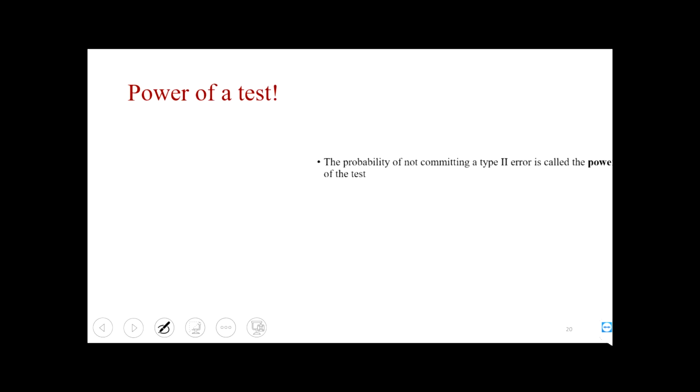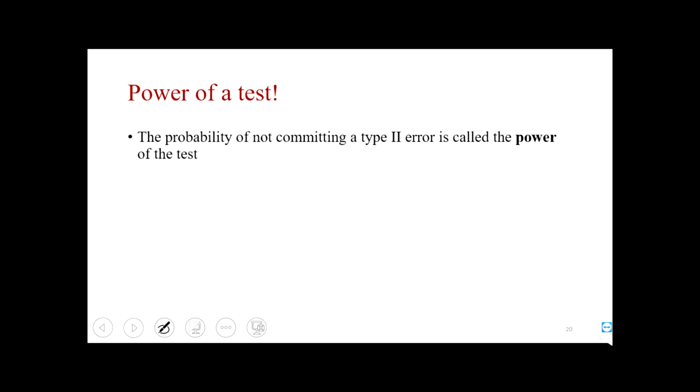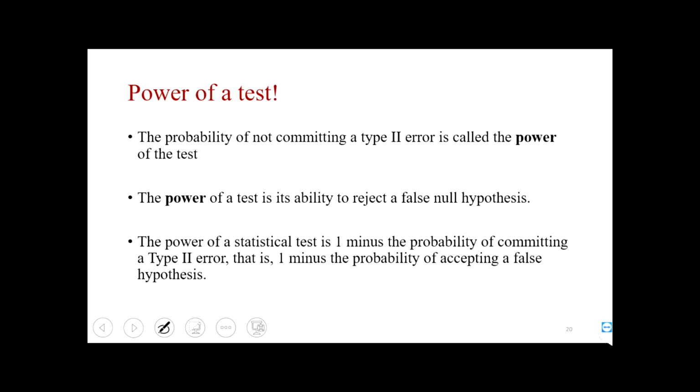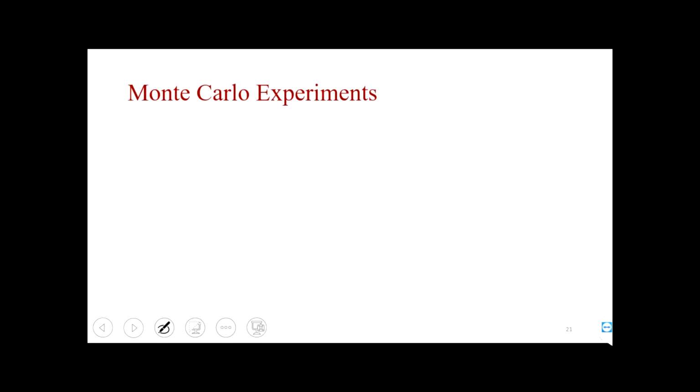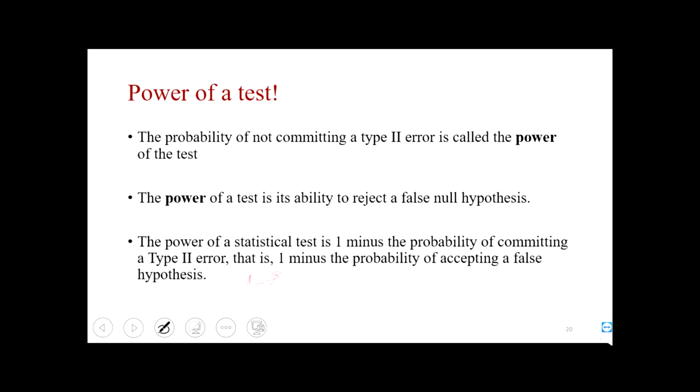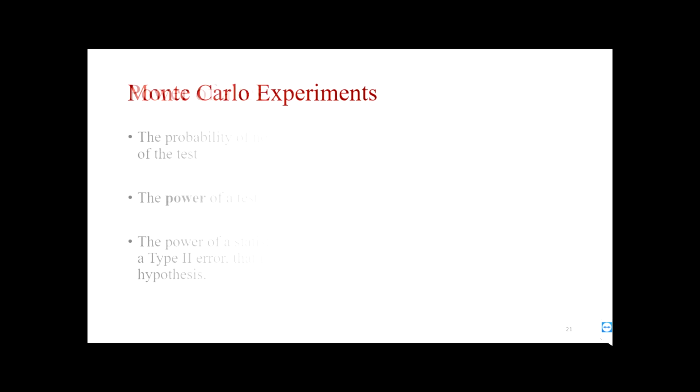So I mentioned these things. The probability of not committing a type 2 error is called the power, and the power of the test is its ability to reject a false null hypothesis. The power of a statistical test is 1 minus the probability of committing a type 2 error, and this means that it is 1 minus the probability of accepting the false null, which is 1 minus beta. Now this is what I have about power.